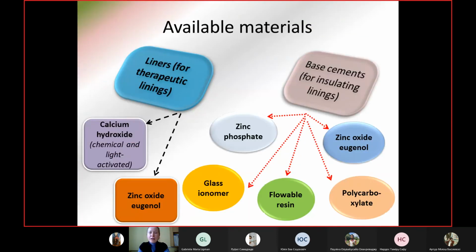Available materials for liners and base cements. So liners, it's therapeutic linings. We have calcium hydroxide material, it can be chemical and light activated, and zinc oxide eugenol. Base cements, for these linings, isolative linings, such materials are used: zinc phosphate, glass ionomer, zinc oxide eugenol, flowable resin, and polycarboxylate cements.